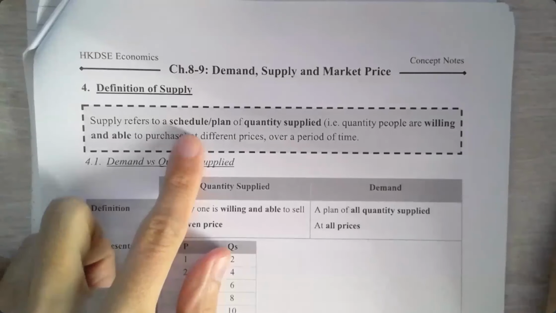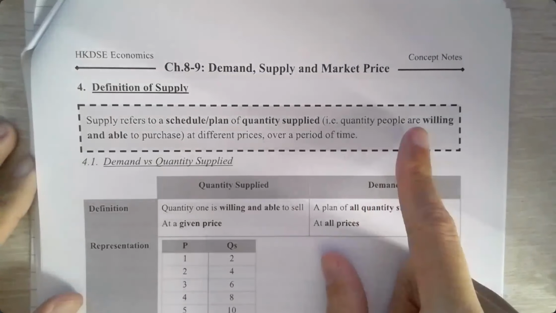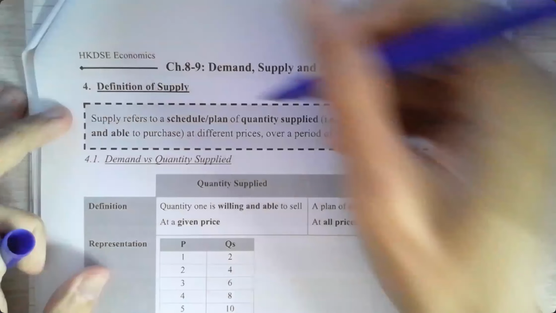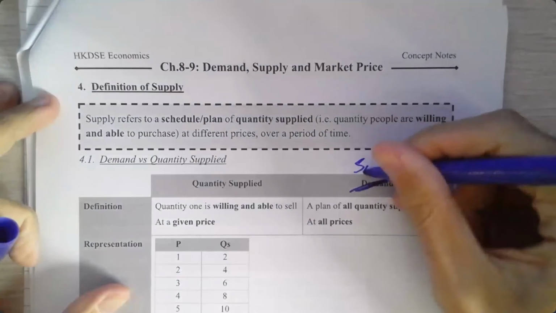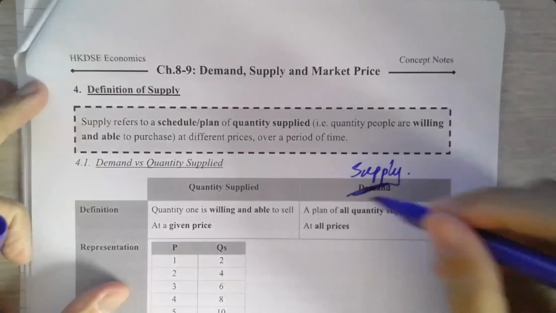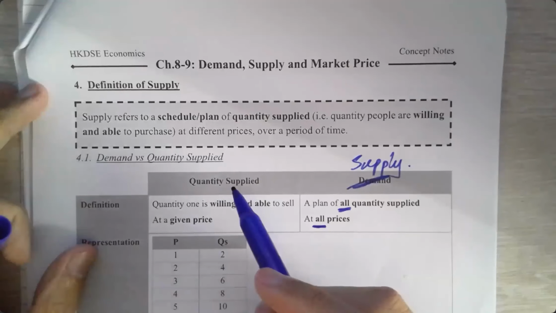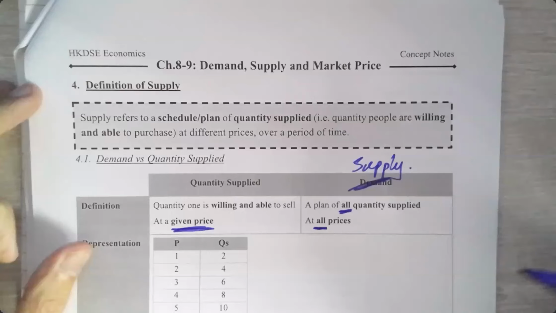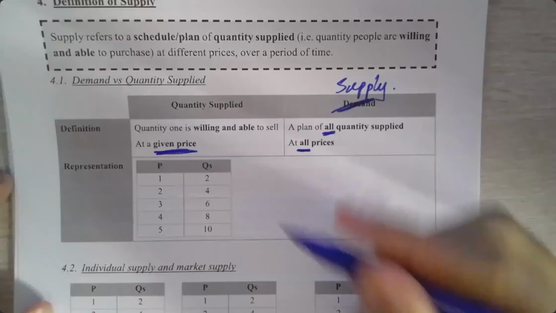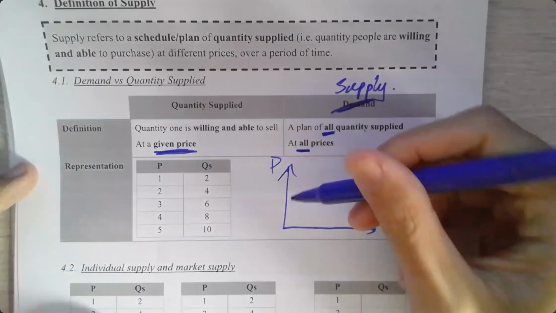Okay, supply refers to the whole plan of quantity supplied, which is the quantity people are willing and able to sell at different prices. Sorry, I said purchase, that's demand. This one should be supply. This one is willing to sell, a plan of all QS at all prices, while quantity supplied is at one given price. Again, it's willing and able, so wants and ability, right?